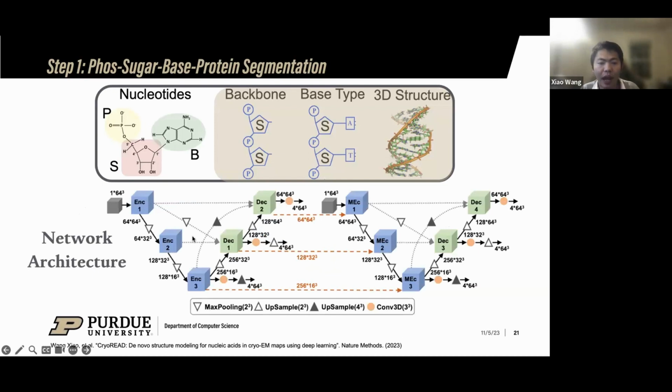The network architecture is shown here. It's a cascaded unit. The first unit is in charge of big class detection. That's to say, it's focused on how to detect phosphate, sugar, and base, as well as proteins. The second unit will take the information processed by the first unit as input, as well as the density, to further predict the base types in the base regions.